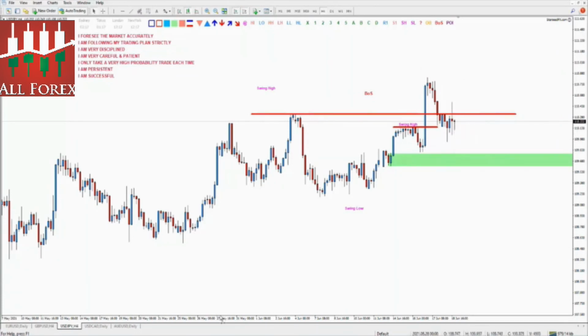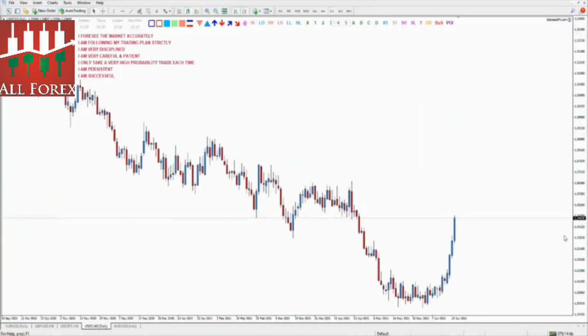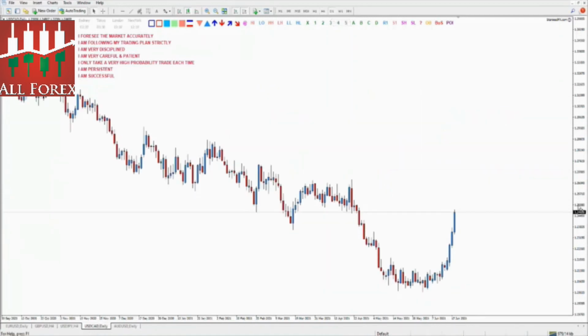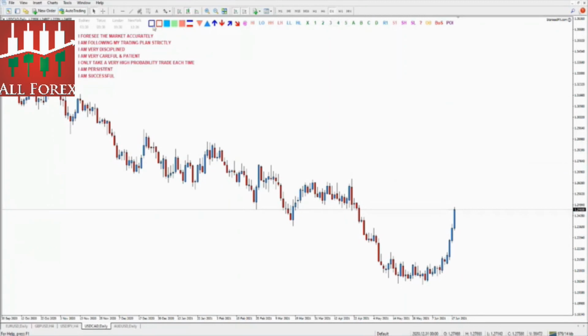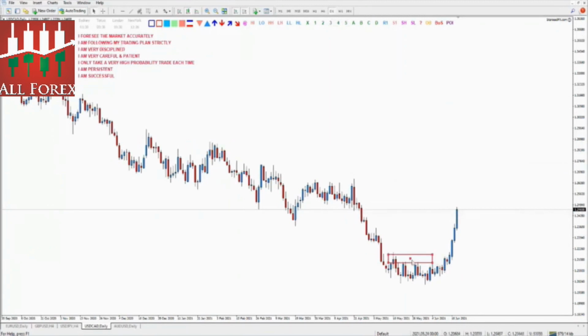Okay, so you know, US dollar Japan, you only want to focus on buy. Now let's take a look. So the market's still going up, so let's just make this a box. Okay, that's fair enough.